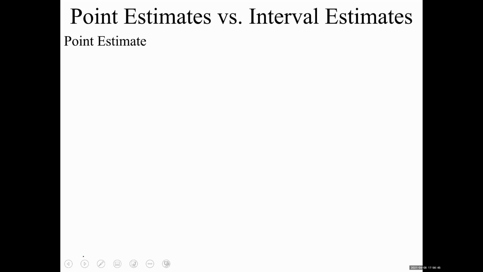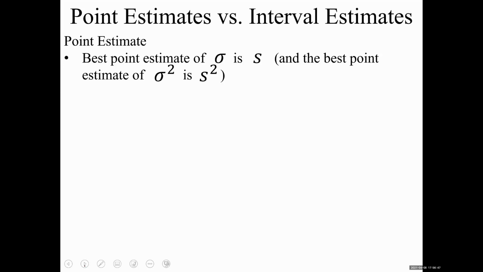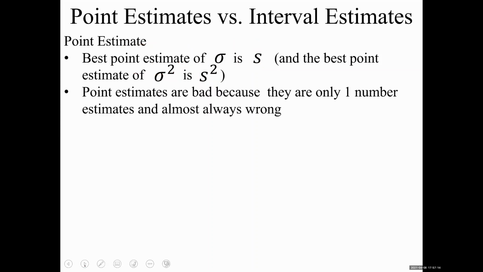So what are we going to do? We're going to guess sigma. Our best point estimate for sigma is S. So we're trying to guess sigma today. Our best one number guess is S. That means take a sample, look at a small group of numbers, and this number is your best guess for sigma. If it's a variance problem, then we're guessing sigma squared, and our best guess for sigma squared is S squared.